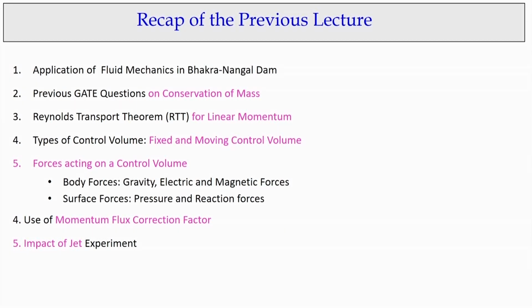For body forces, in most problems we consider only the gravity force as a body force, not electromagnetic forces. Then we also discussed the momentum flux correction factors, a very simplified concept used to determine the momentum flux passing through a non-uniform cross section. And I also gave you an example of jet experiments, as we conducted in the laboratory.